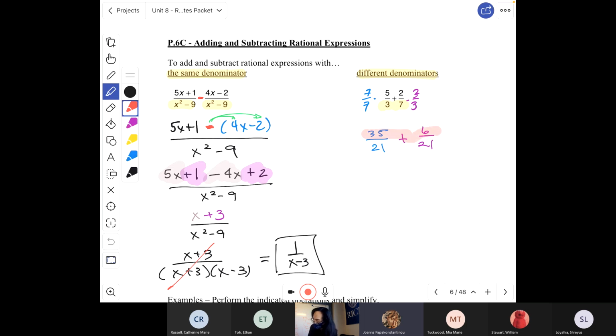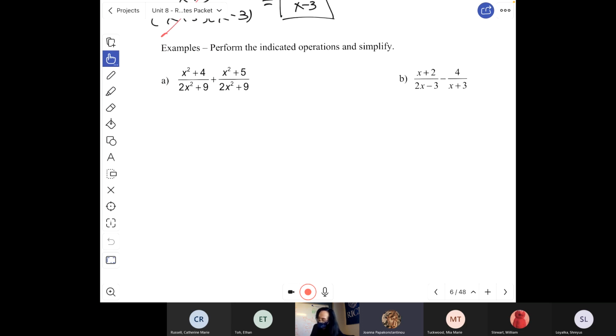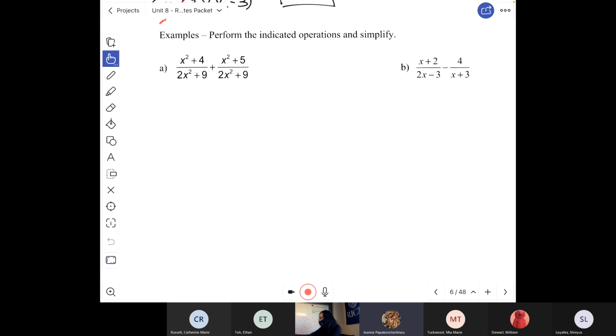35 plus 6 gives me 41 all over that common denominator 21. And if I hadn't chosen the least common denominator, I then at this point would have to simplify further. I'm good. So let's talk about how I'm going to perform addition and subtraction when I'm dealing with more interesting rational expressions. So hopefully in the first one, you notice you have a common denominator.